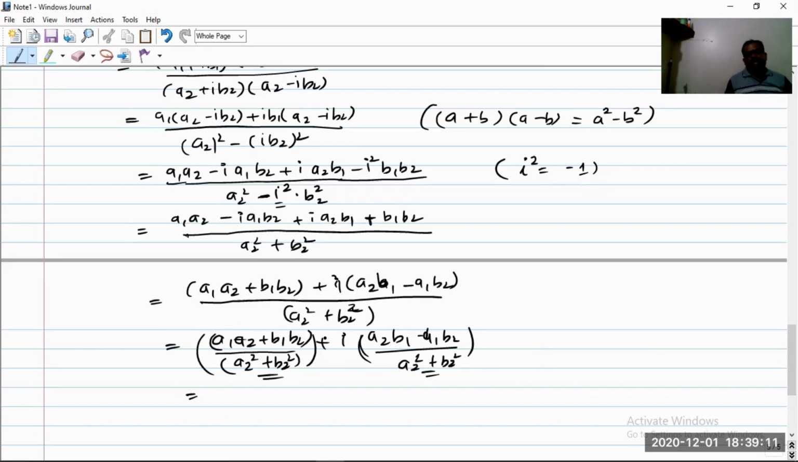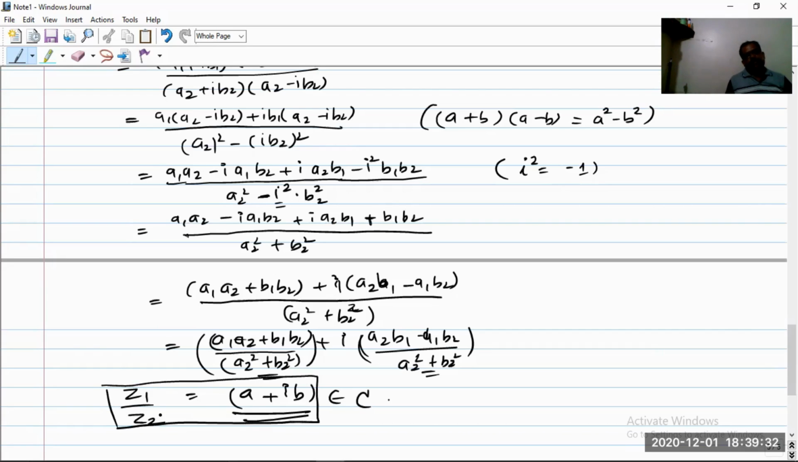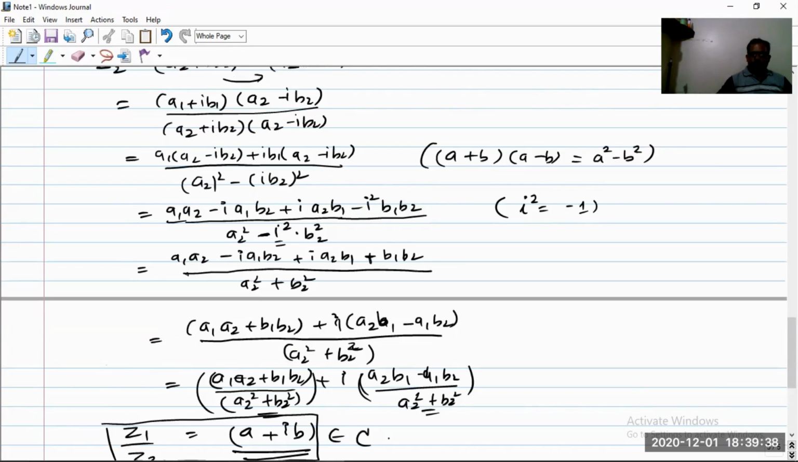So again, denoting these two brackets as a and b respectively, first bracket as a, second bracket as b, I can have the quotient of two complex numbers again in the form of a plus ib. That is, I can say that the quotient of two complex numbers is also a complex number only, right? So in this way, students, we come to know that the algebra of complex numbers, that is the sum of two complex numbers, product of two complex numbers, difference of two complex numbers, and the quotient of two complex numbers will also be a complex number.